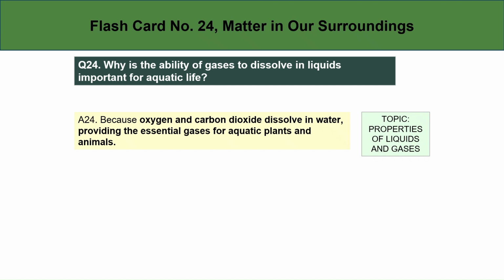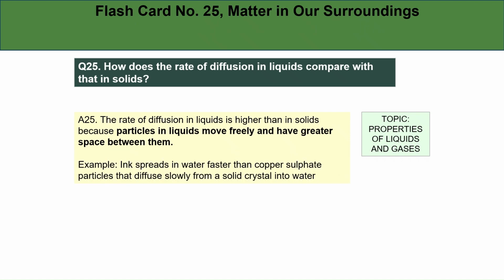Let's compare the diffusion speed. How does the rate of diffusion in liquids compare with that in solids? The rate of diffusion in liquids is higher than in solids because particles in liquids move freely and have greater space between them. Example: ink spreads in water faster than copper sulfate particles, which diffuse slowly from solid crystals into water.